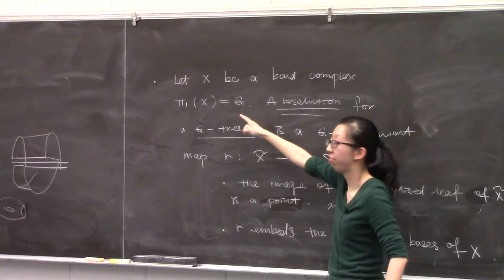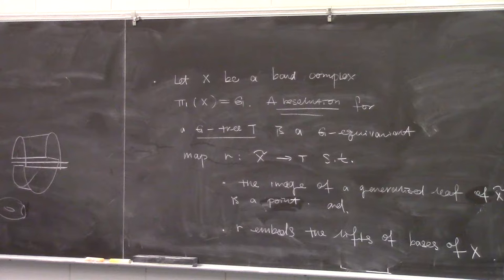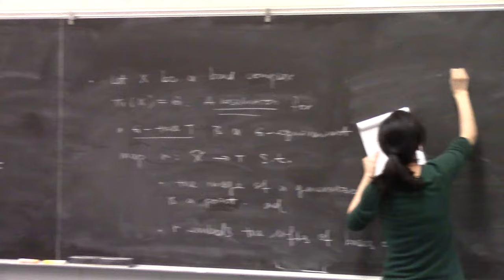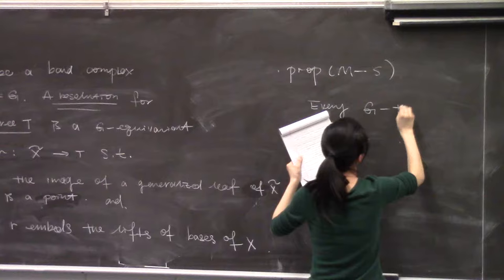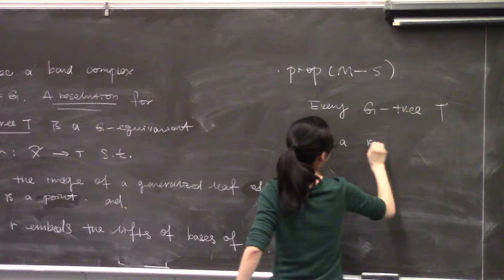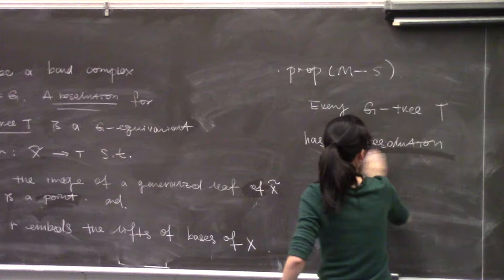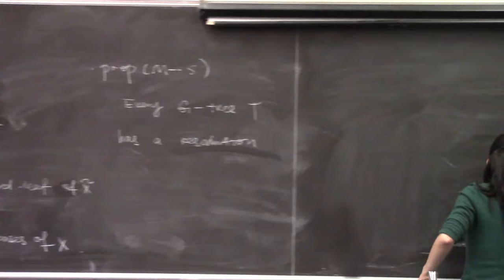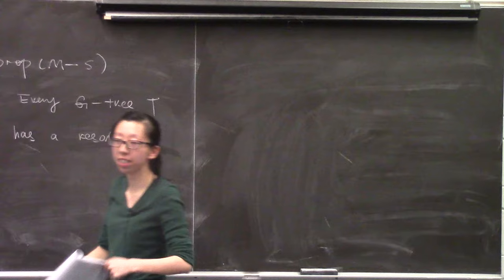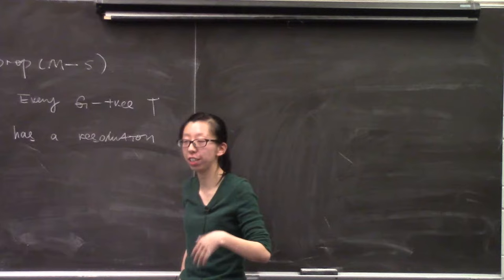Let me write down the claim first. This is a proposition by Morgan and Shalen. They say that every G tree T has a resolution. By resolving a tree, you could get a band complex. Let me try to say how it goes.